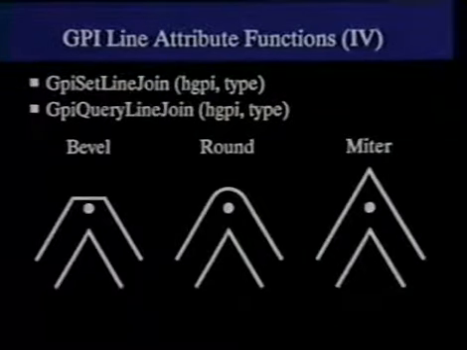In order to give you some control over the appearance of joins between lines which have multiple points in them, we provide the bevel, the rounded, and the mitering type of line join. These are useful in the setting of lines which have more than one point that make them up.